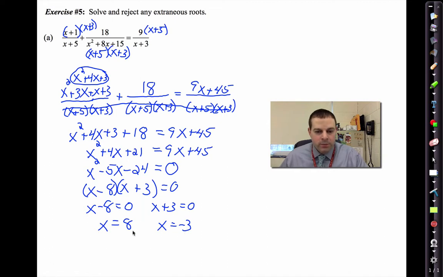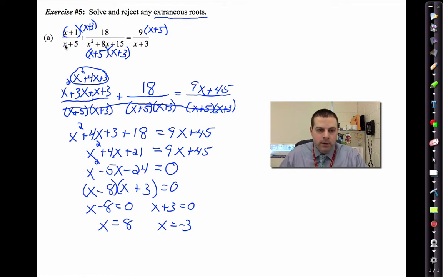And again, I use the word possible because remember that in our extra step, we still have to check for extraneous roots. So in other words, what I have to make sure of is that neither of these values make any of the original denominators equal to 0. So we plug in 8. Now the nice thing is, since the second denominator is just a combination of these two factors, I really can just check x plus 5 and x plus 3, because if it makes either of these 0, it's going to make this 0 as well.